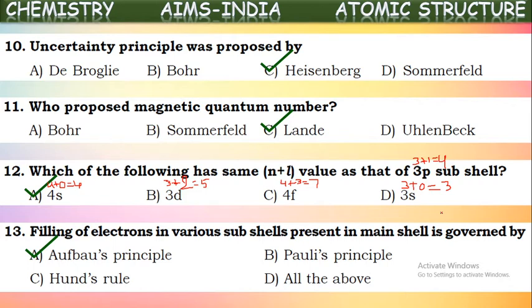The same we see in the Aufbau diagram also. There the subshells with a lower n plus l value will be occupied with electrons first, and then the orbitals or subshells with the greater n plus l values. So this is given in Aufbau's principle. It is explained or governed in the Aufbau principle.